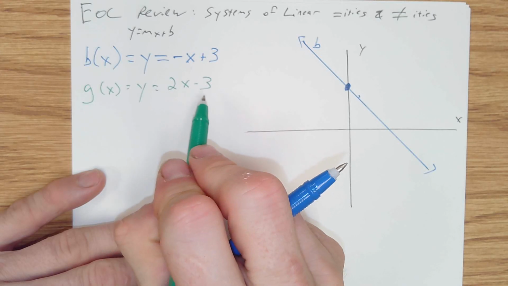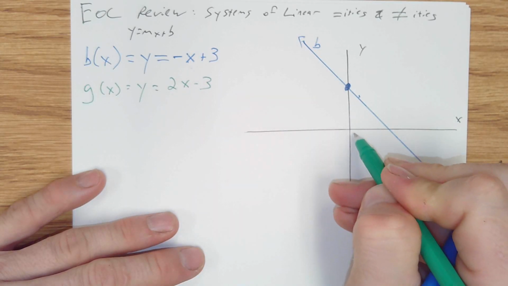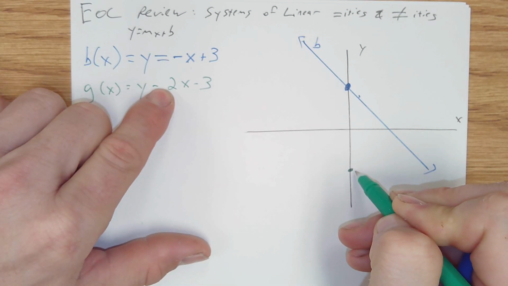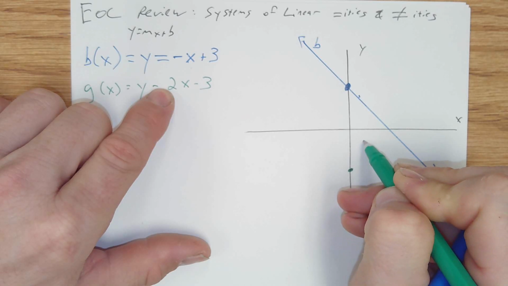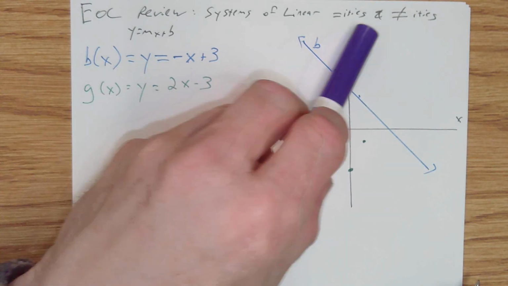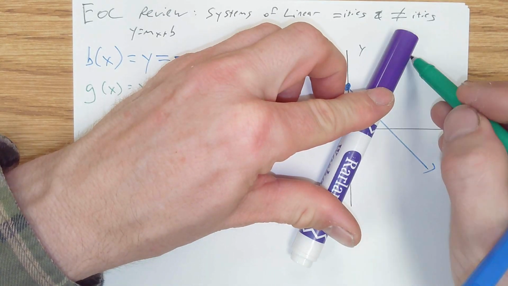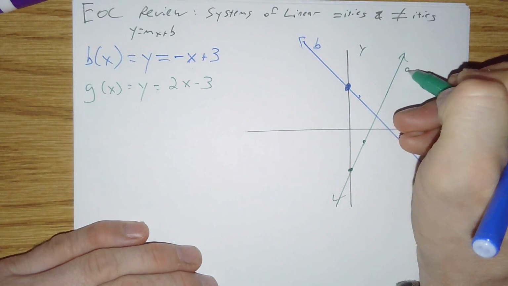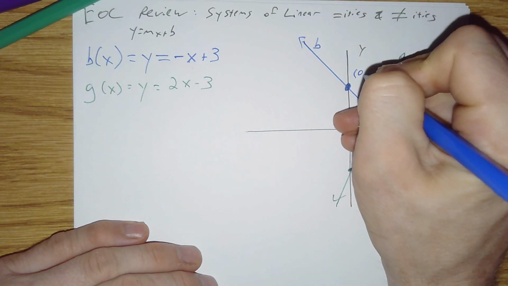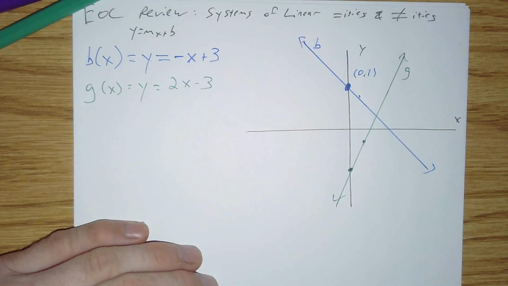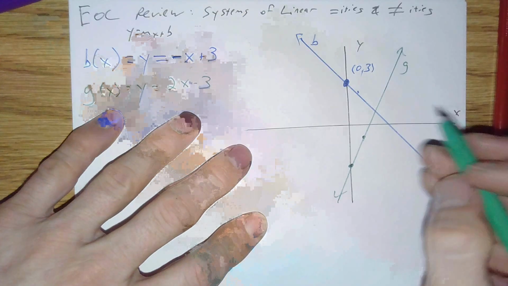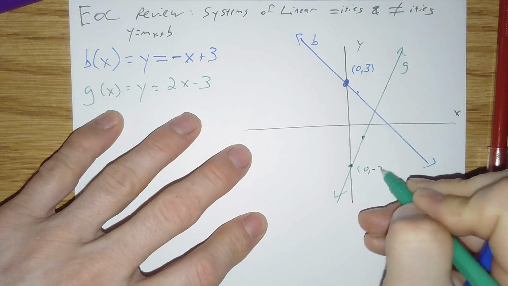All right, so my function green starts at -3. That's that y-intercept, -3. 1, 2, 3. And for every 1 over, it goes 2 up. So 1, 2, it's right here. So this one looks something like this, I guess. That's pretty good. And that's function green. The blue one has a y-intercept at 0, 3, and this one has a y-intercept at 0, -3.